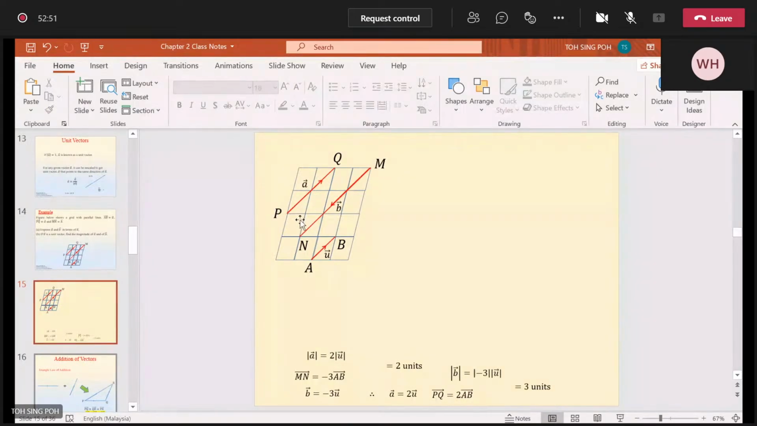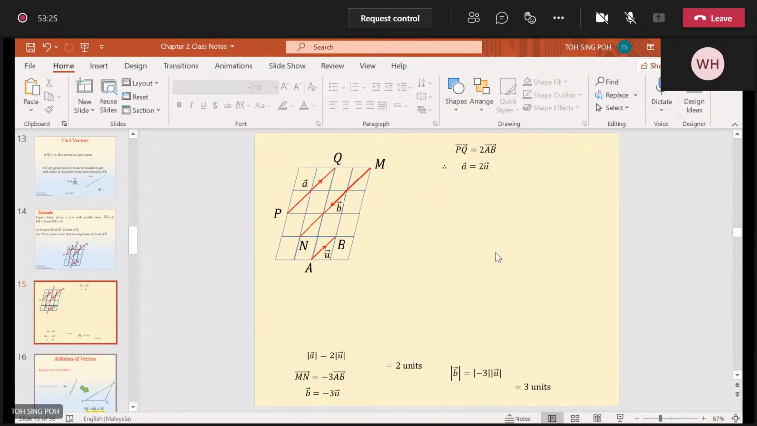If this is AB, this one is A, then we know that these two should be in the same direction. But PQ is 2 times longer than AB, all right? So I can write down the first line, PQ equal to 2AB. Positive means that the direction is the same, and the magnitude is 2 times. Therefore, we can know that A is equal to 2U.